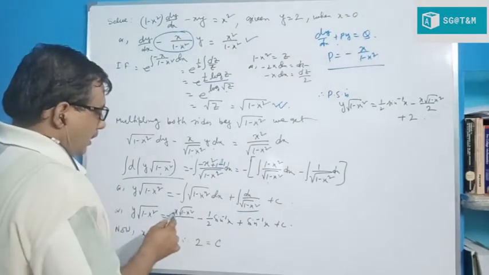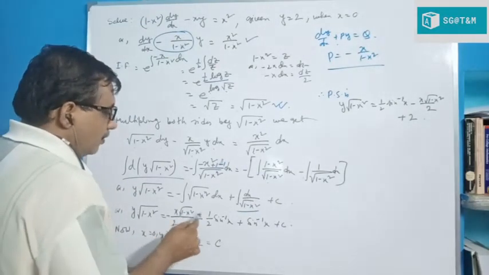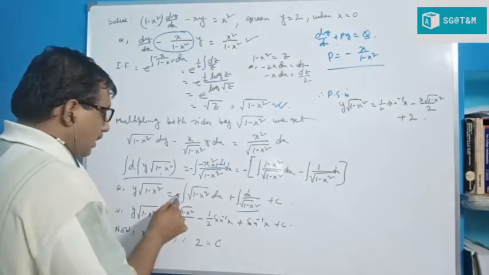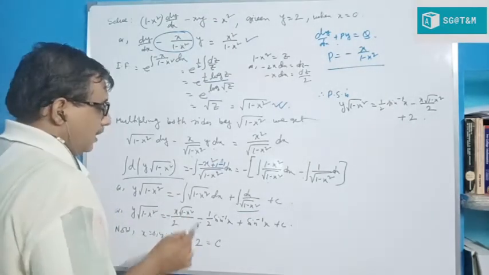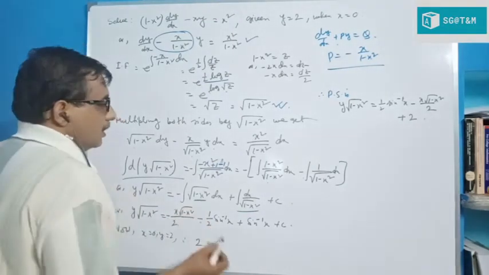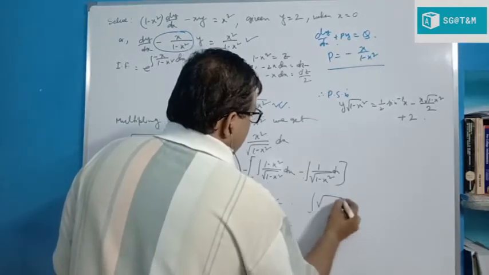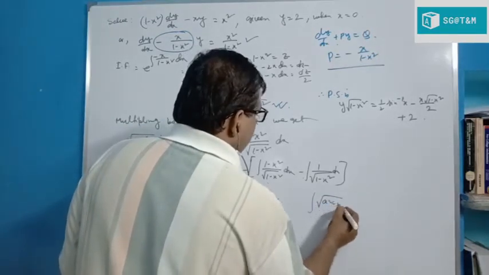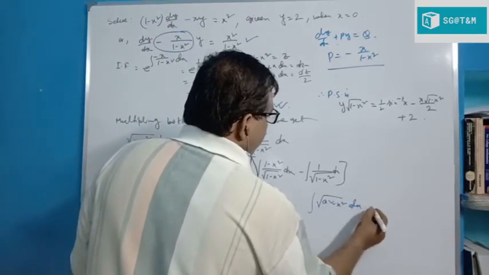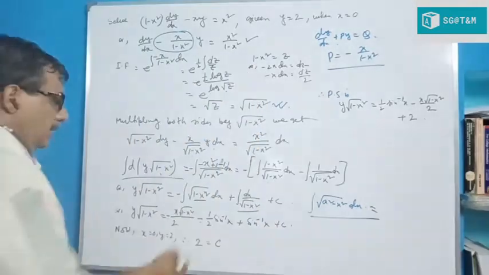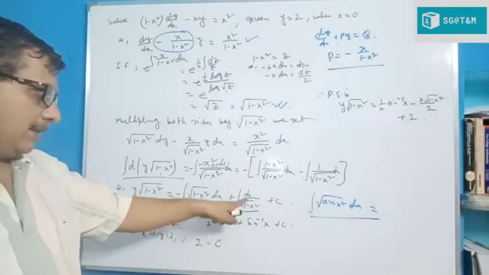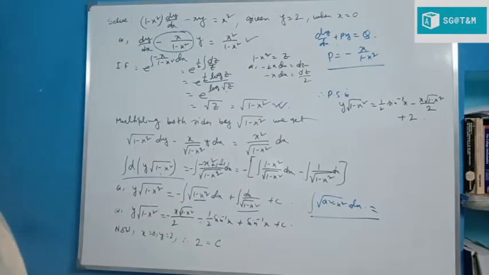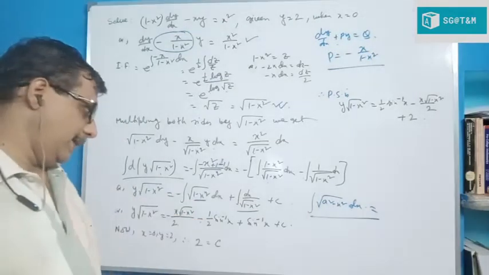So it is x root over of 1 minus x square by 2 minus, it will be plus, and since it is minus, so these two are minus sin inverse x, using the formula of integration of root over of a square minus x square dx. Using this formula we get this one, and this dx by root over of 1 minus x square is nothing but sin inverse x plus c.